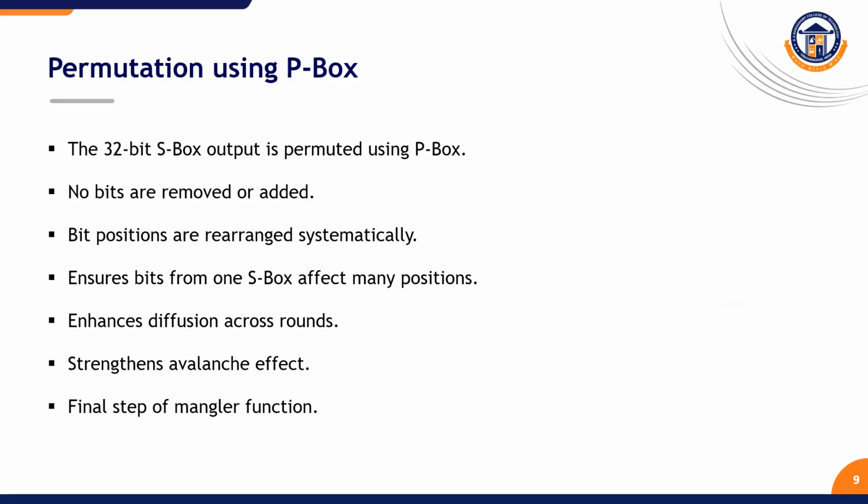After the S box, it goes to the permutation box. The 32-bit S box output is the input for the permutation box. Here no bits are removed or added, but the bits are rearranged systematically. We have a certain logic, and by that logic the bit positions are rearranged. It enhances the diffusion across the rounds. This is the final step of the Mangler function.